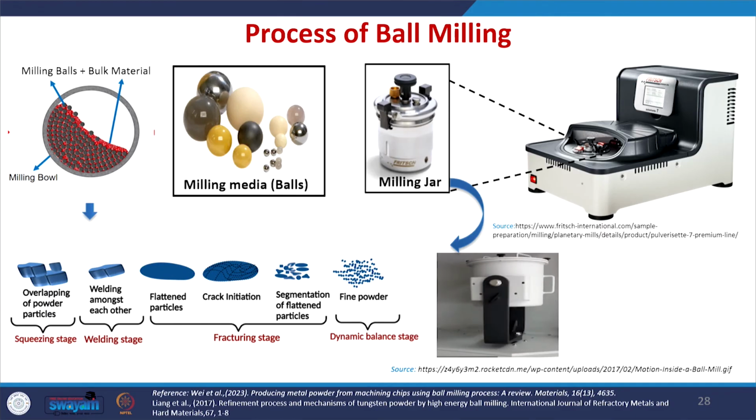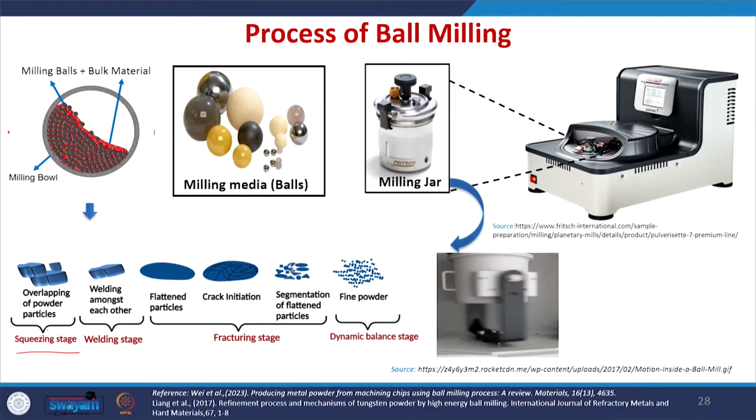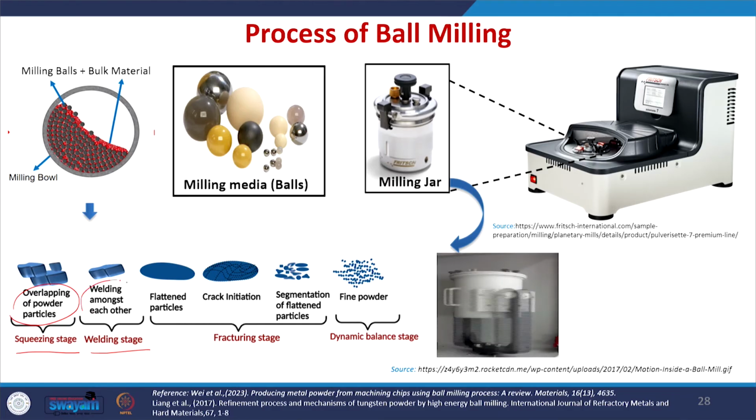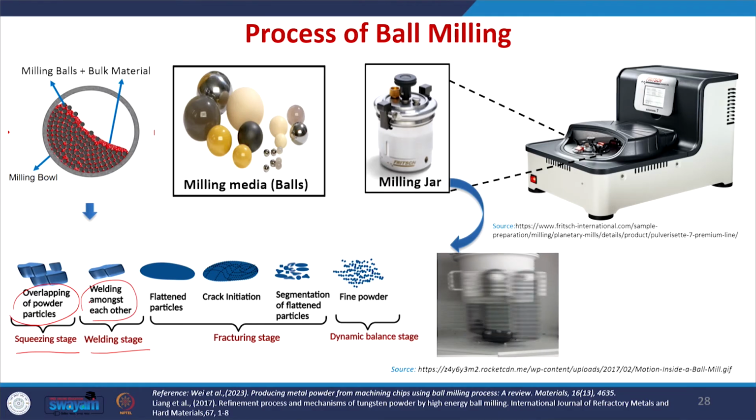And what is the mechanism behind this ball milling, how does it turn coarse powder into nano size powder? The first stage is the squeezing stage, where overlapping of the powder particles happens. The next stage is the welding stage, where the particles are joined together through welding amongst each other.